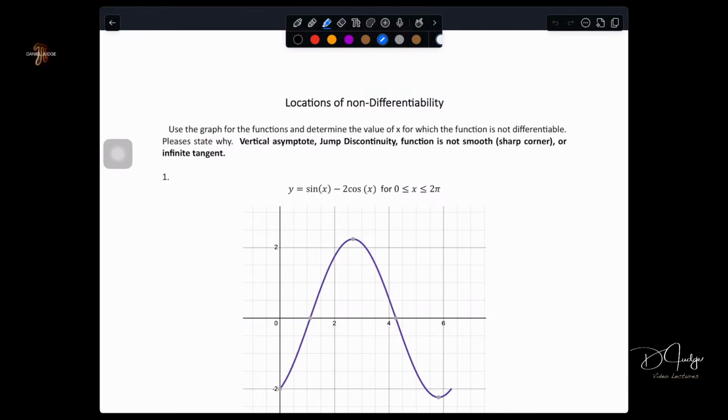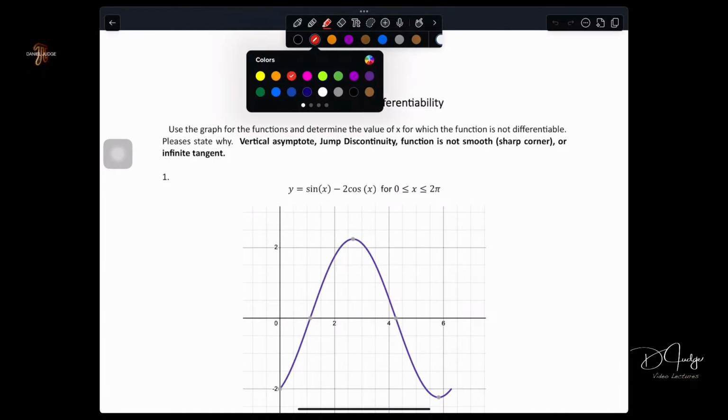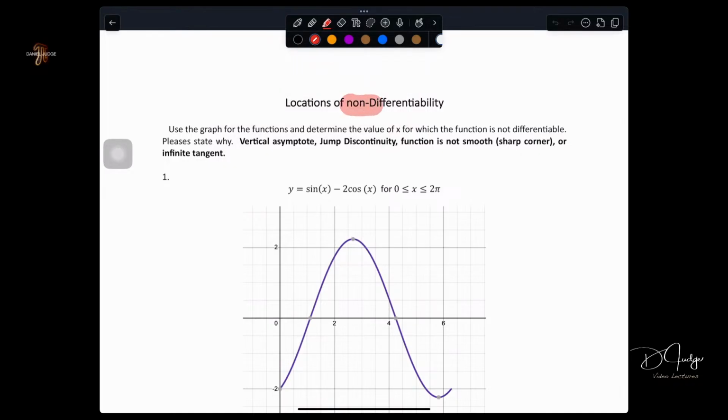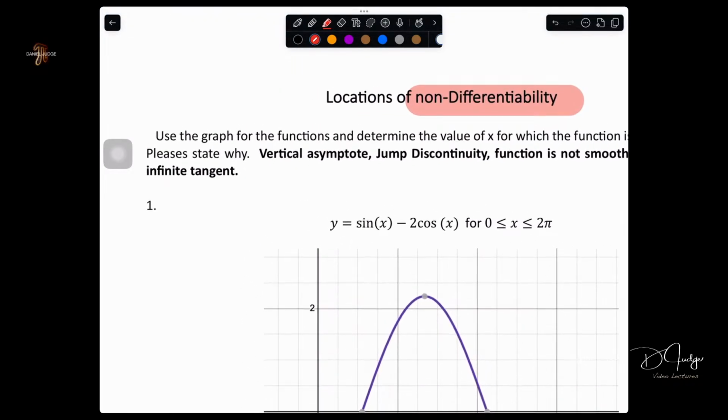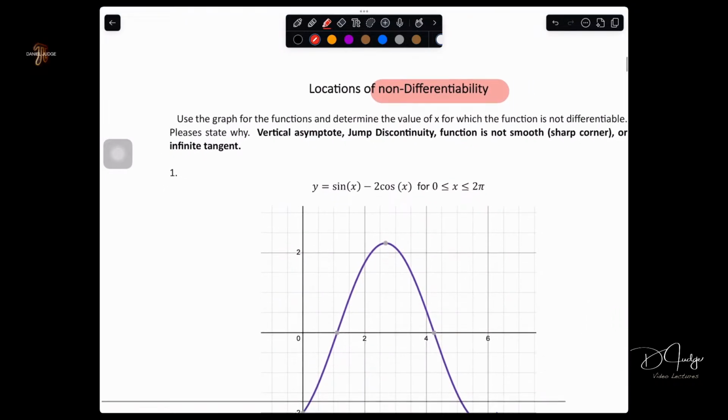Okay, we're going to go over what's known as locations. We're going to talk about the locations on this curve, these curves, where the function is not differentiable. Okay, we talked about these things. I want to review this concept with you guys. So a function's not differentiable.